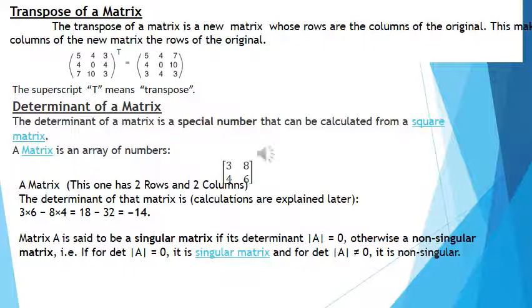So the determinant is, if I say that A B C D is the matrix, then AD minus BC. Diagonally you have to go crosswise. 3 into 6 minus 4 into 8. 3 6s are 18 minus 32 is minus 14.